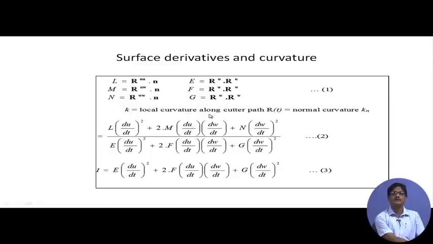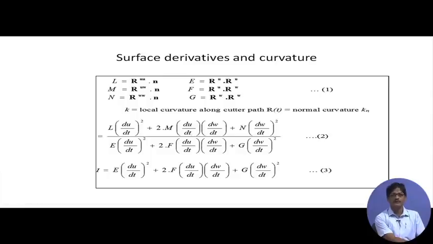This is the expression of the curvature, which is taken to be 1 by R in this case, and it contains all those constants which have been defined previously, like L, M, N and E, F, G. Together with that, we have a du dt and dw dt multiplier, which can also be simplified to du by dw, and this varies with the direction in which we are considering the curvature.